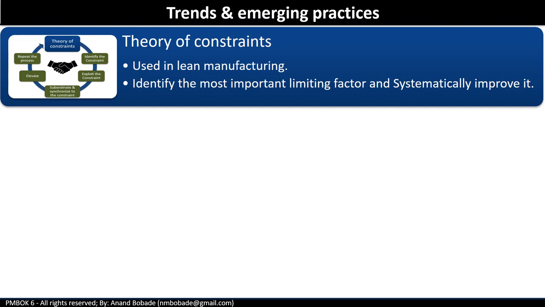Theory of constraints. It is used in lean manufacturing. It helps you to identify the most important limiting factor and systematically improve it. Constraint is also often referred to as a bottleneck. It uses a process known as 5 focusing steps to identify and eliminate constraint.